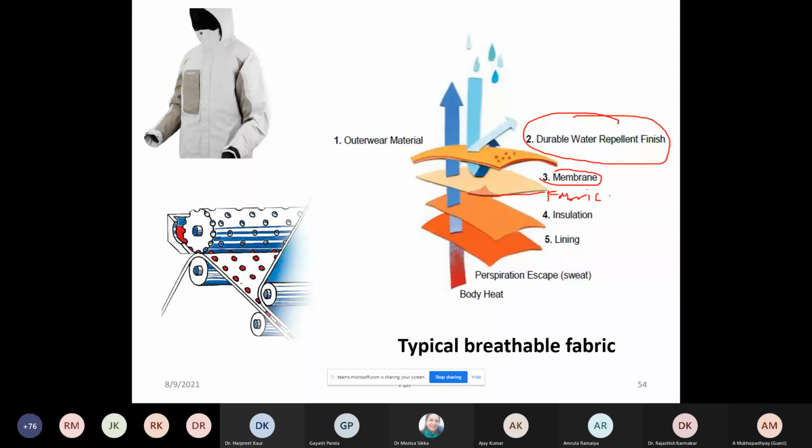Now here you can see that at certain dots the membrane is attached to the fabric. You cannot use hot melt adhesive over the whole surface. So it is attached at certain dots.